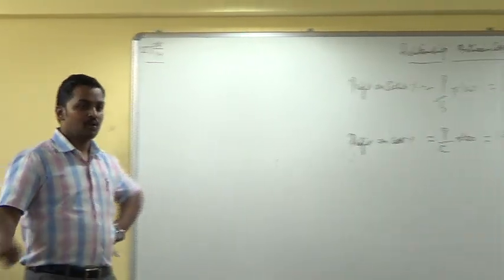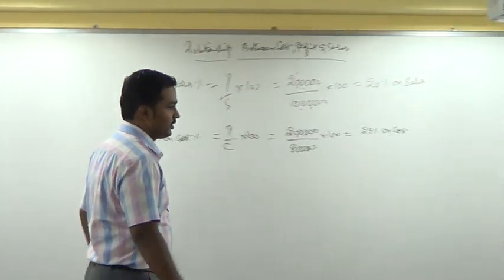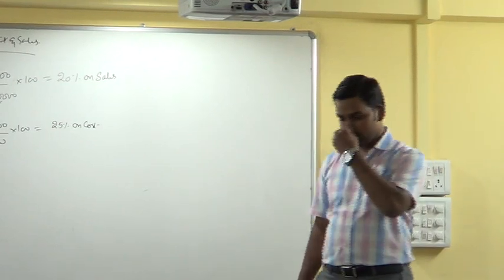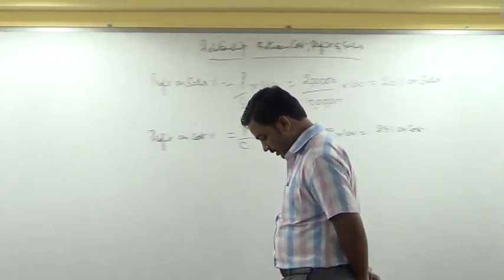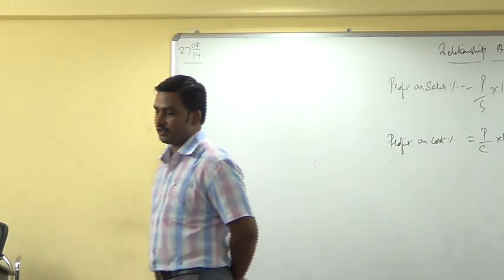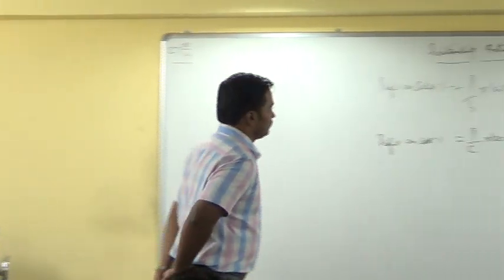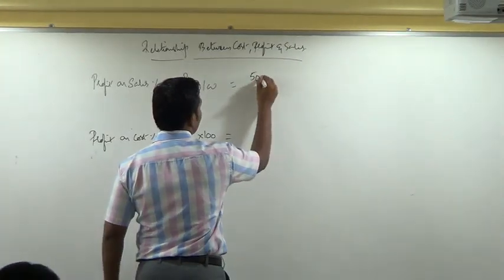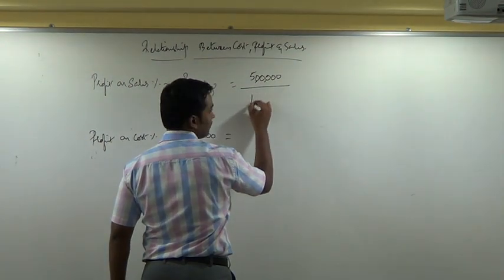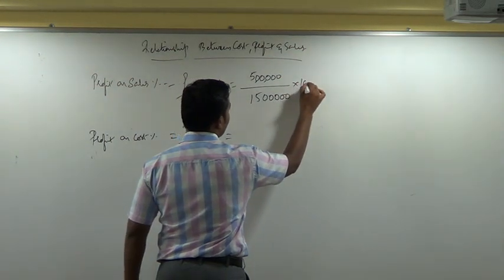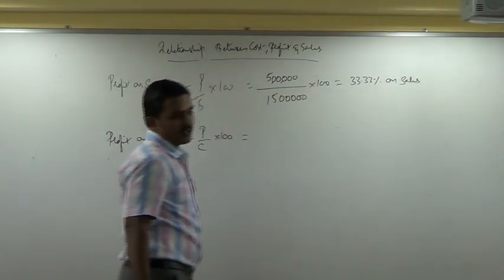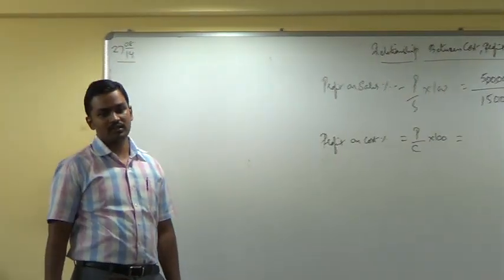Please calculate profit on cost percentage and profit on sales percentage. Please tell me how you calculate profit on sales percentage. Profit is how much? 5 lakh. Sales is how much? 15 lakh into 100. 33.33% on sales. 1/3 on sales, which is nothing but 33.33% on sales.